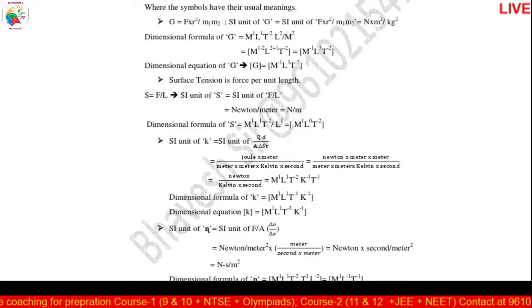Now to determine the dimensional formula, for force M1 L1 T minus 2, and for meter, the SI unit of length L, so L raised to power 1. You solve it. By solving you will get M1 L0 T minus 2. Okay, this is the dimensional formula for surface tension. Now you equate it with the physical quantity, then you will get the dimensional equation.